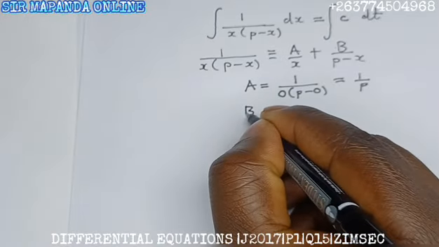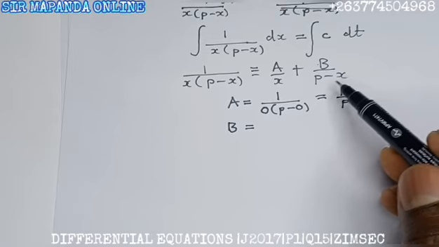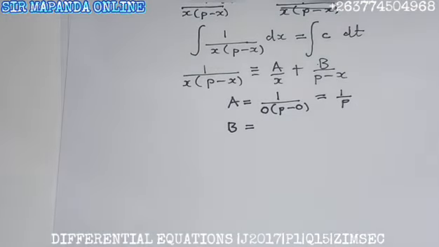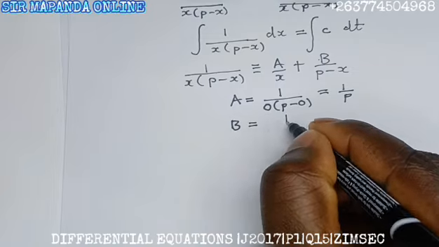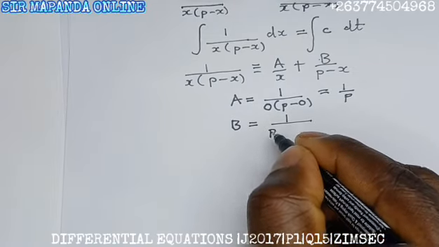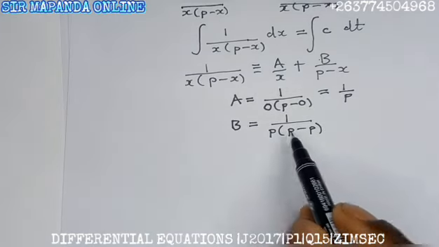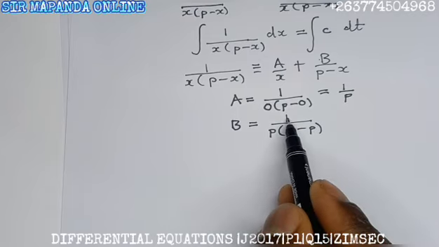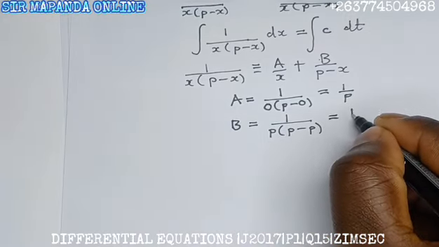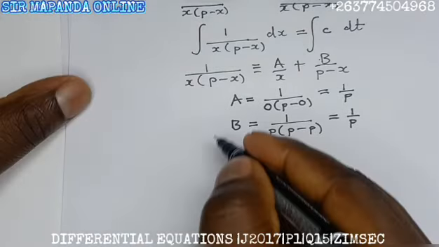Then to find B, we need to find a number that when placed on x makes P minus x become 0, and that number is P. If we put P on x, you get 0. So you are going to put P on the left side. So you get 1 over, you put P on x, then you write P minus P. Since P minus P is 0, this bracket is now ignored. You'll be left with 1 over this P. It means that B is equal to 1 over P. I hope you are following.